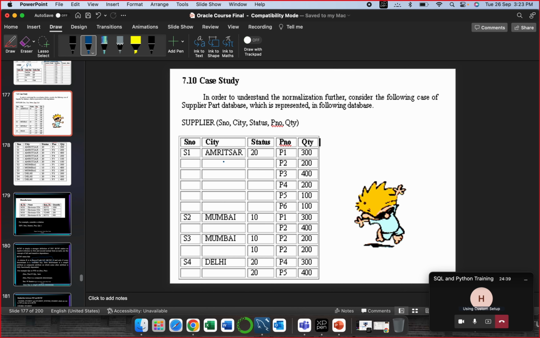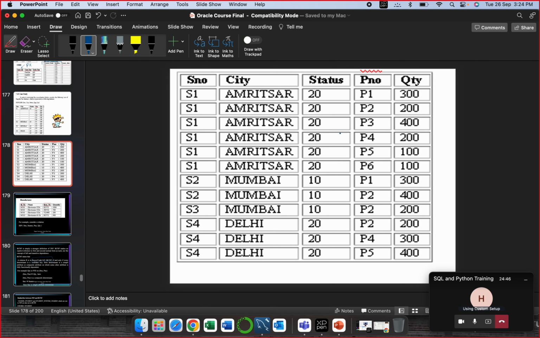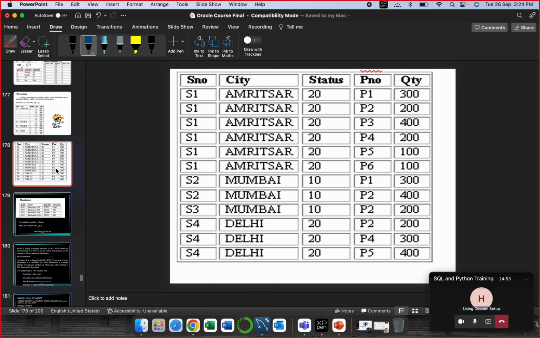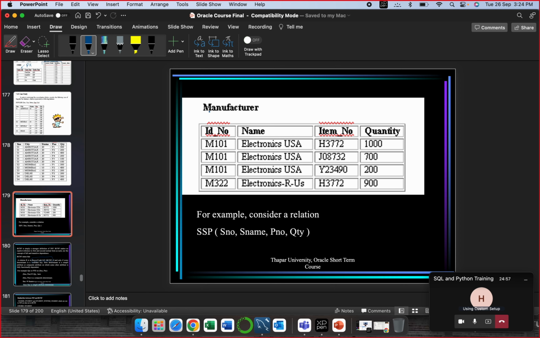We have serial number, city, status, product number and quantity. This is a suppliers table. So they have put it into first normal form by filling in all the empty values. S1 Amritsar 20, they have just filled in, nothing else. And we have another table which is a manufacturer's table, which has ID number, which is the manufacturer ID, the name of the manufacturer, the item number that the manufacturer is producing or manufacturing, and the quantity that item is being produced in.